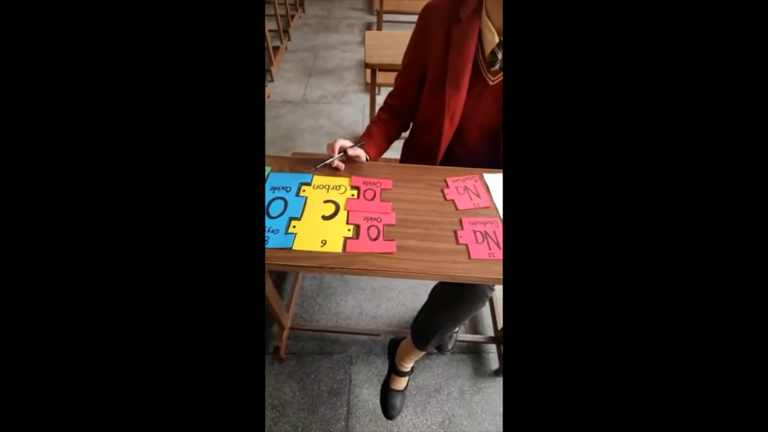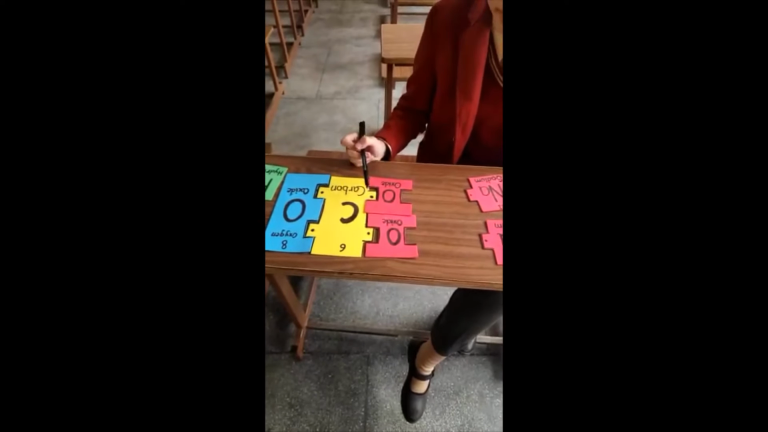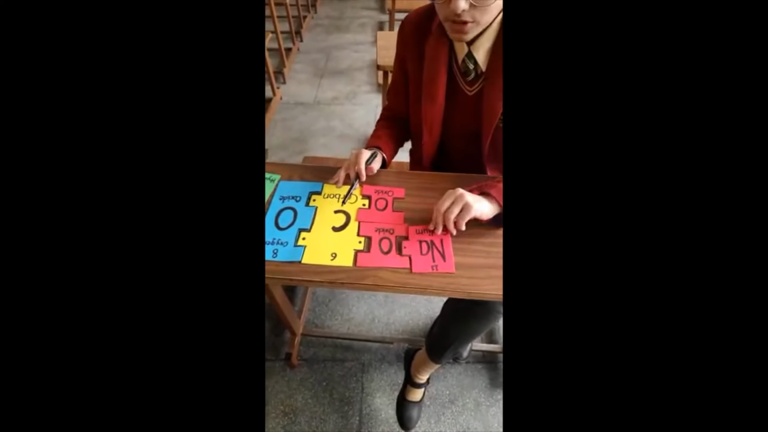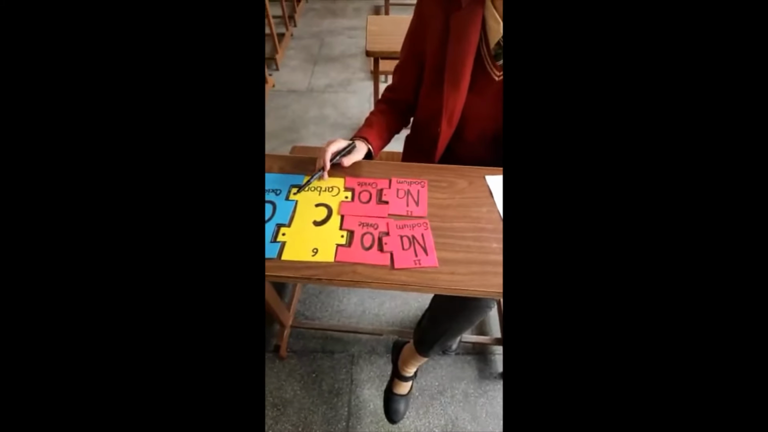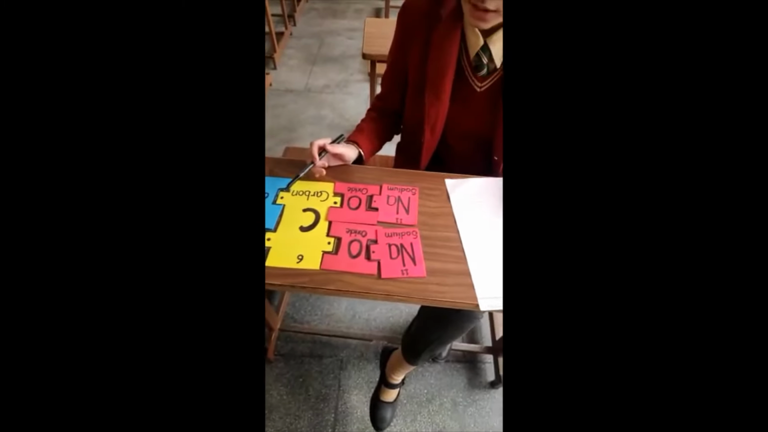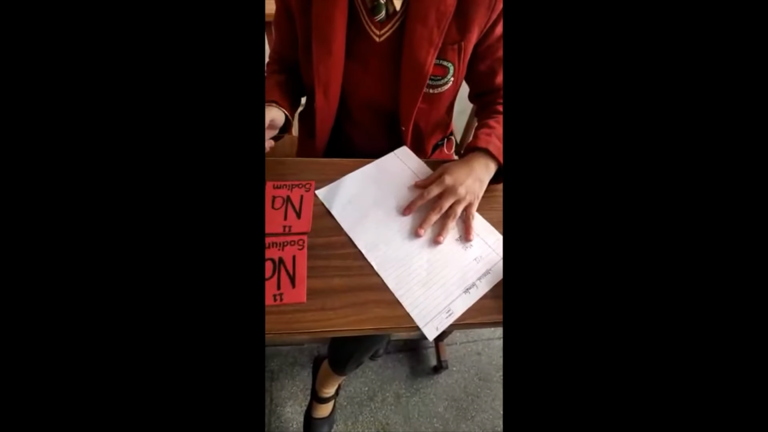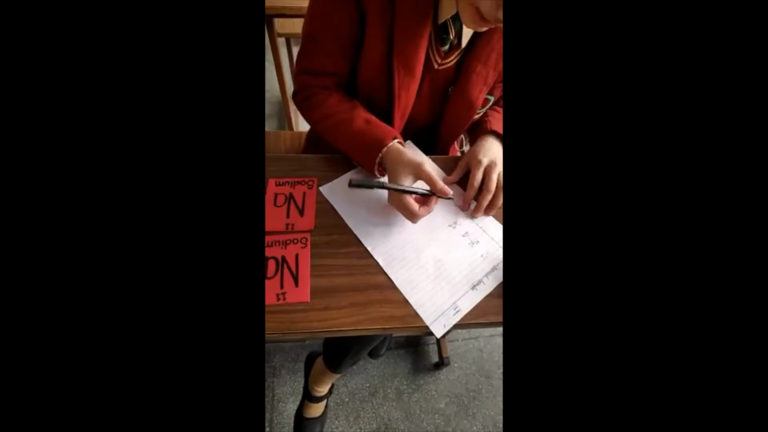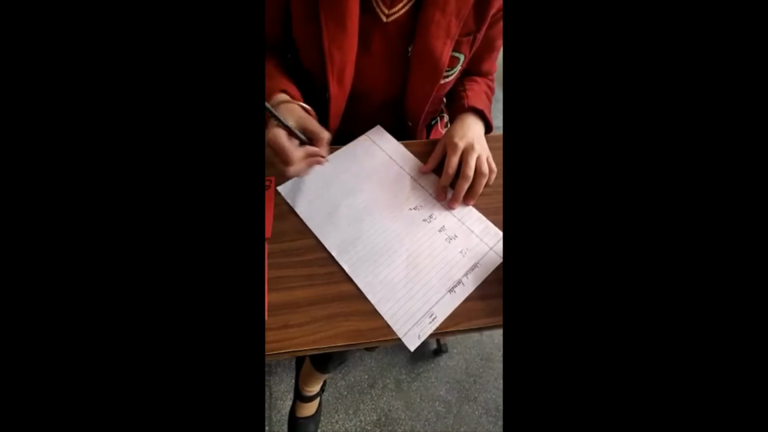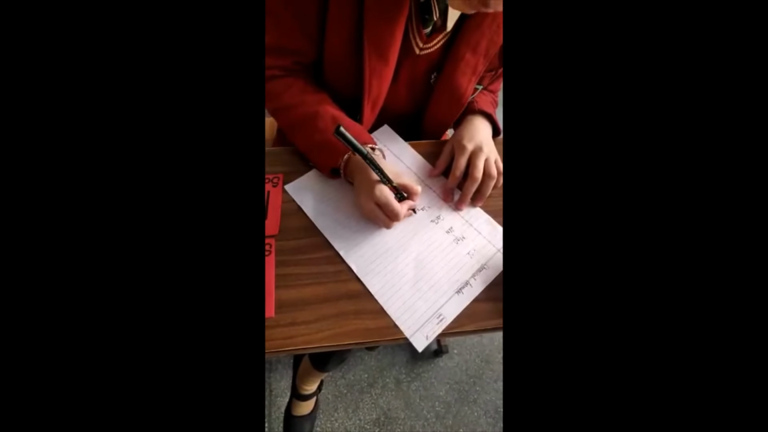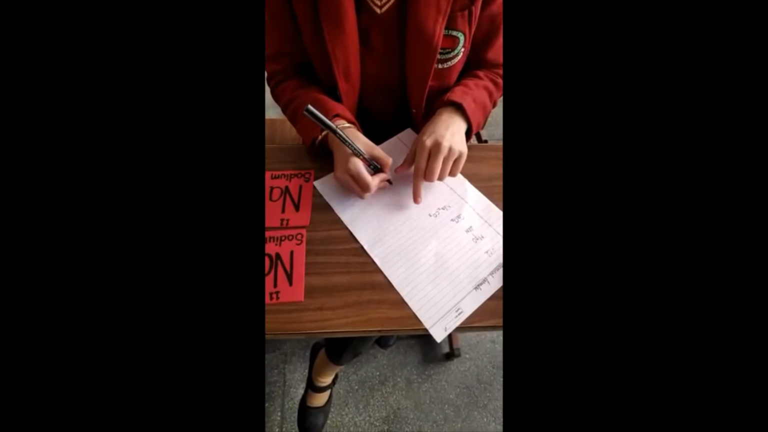Yes, Lavanya, which formula have you formed? This is CO3 carbonate ion, and if we join 2 sodium ions to this, it forms sodium carbonate. Can you write the formula of sodium carbonate? Yes, ma'am. As we have used 2 cards of sodium ion, we will write Na2, and this is the carbonate ion, so we will write CO3. So the formula becomes Na2CO3. Very good.